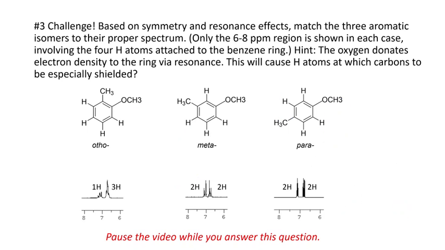Here's a challenge. Based on symmetry and resonance effects, match the 3 aromatic isomers to their proper spectrum. Only the 6 to 8 ppm region is shown in each case, involving the 4 H atoms attached to the benzene ring. Hint: the oxygen donates electron density to the ring via resonance. This will cause H atoms at which carbons to be especially shielded? Go. Pause the video and come back when you're ready.